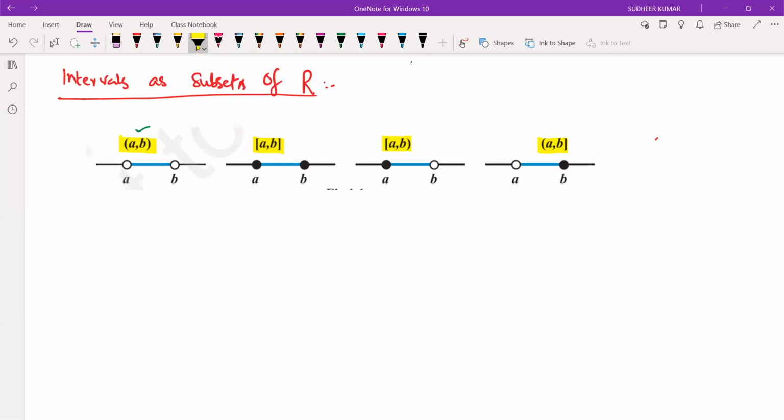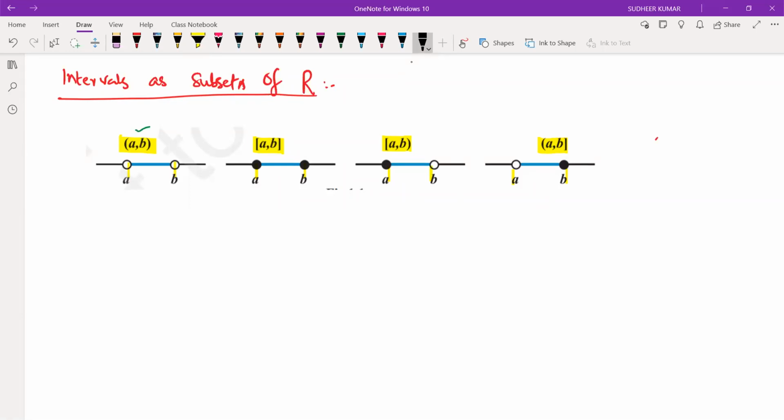If you observe this one, these are hollow circles and these are complete circles. See, this is a complete circle, this is a hollow circle. Here also the same. When there is a square bracket, it is a complete circle. Complete circle in the sense the value should be included. The hollow circle means the value should be excluded. That's the meaning of this real number line.